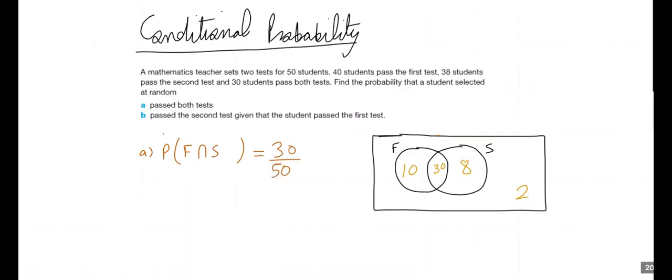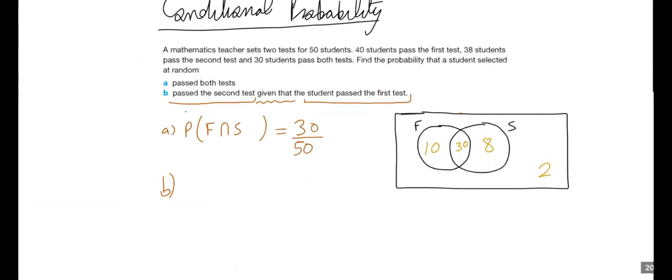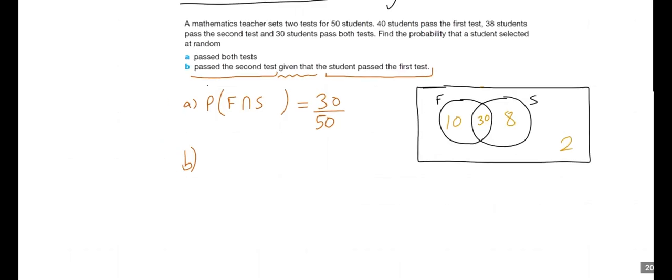The second question says, passed the second test, given that the student has passed the first test. So what's happening here is, when you see a given that, what you're saying is that you have a classroom of 50 people. When you say given that the student has passed the first test, you're not asking all of the students now. You tell all the students, only the people who passed the first test should step forward. Okay? So how many people would step forward?